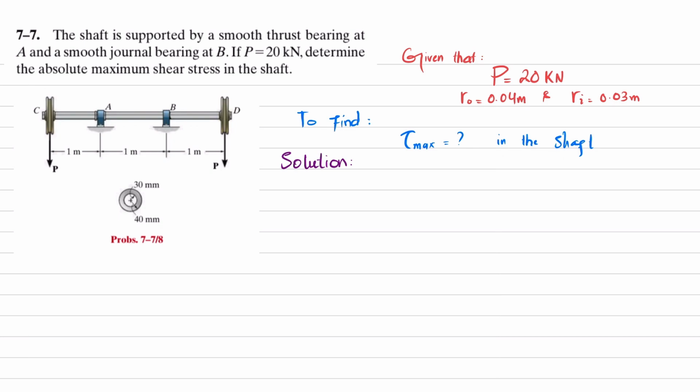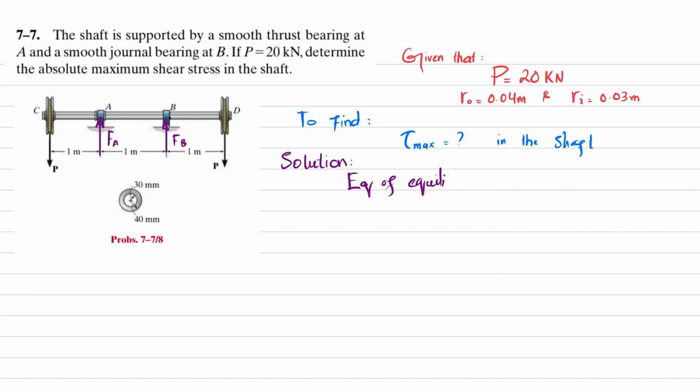The first step is that you have these bearings. If you remove this bearing, definitely there will be a vertical reaction. Let this be FA. And if you remove this journal bearing, you will have a reaction force. Let this be FB. First we will find FA and FB by using equations of equilibrium.